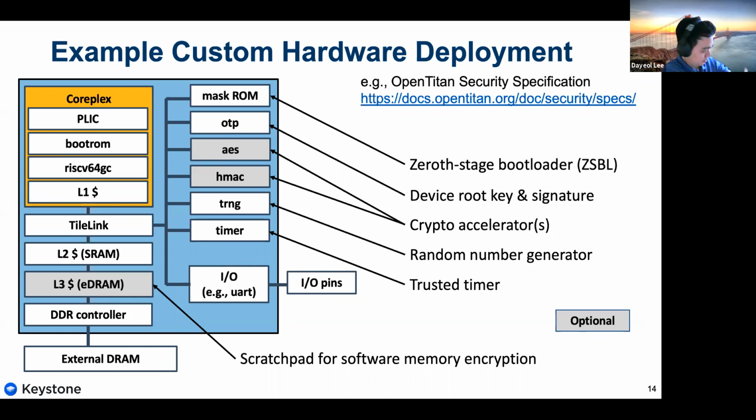You can have a standard RISC-V coreplex. You can put mask ROM to have a zero-stage bootloader loaded in there, and then some device root key and signature stored in the OTP, and some additional hardware accelerator and the TRNG engine and timer and so on. This is just one example of the hardware deployment, but note that it's pretty simple to design a hardware that is compatible with Keystone, because it's all basically implemented in software.